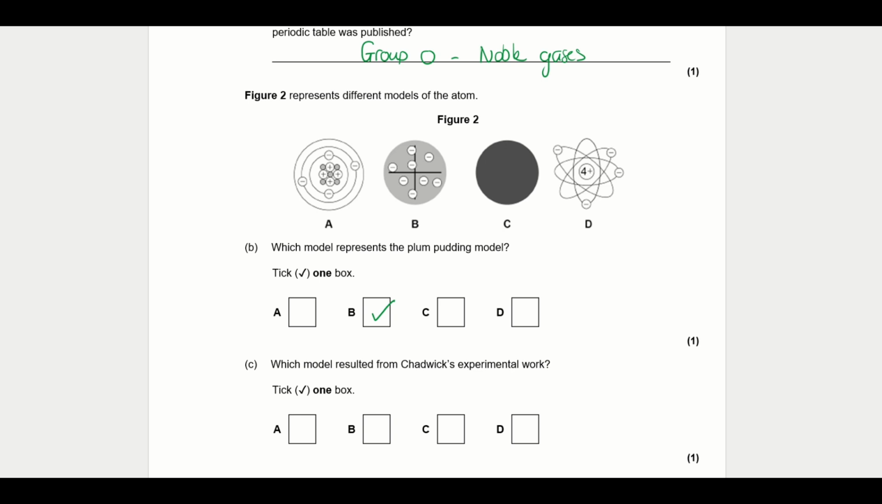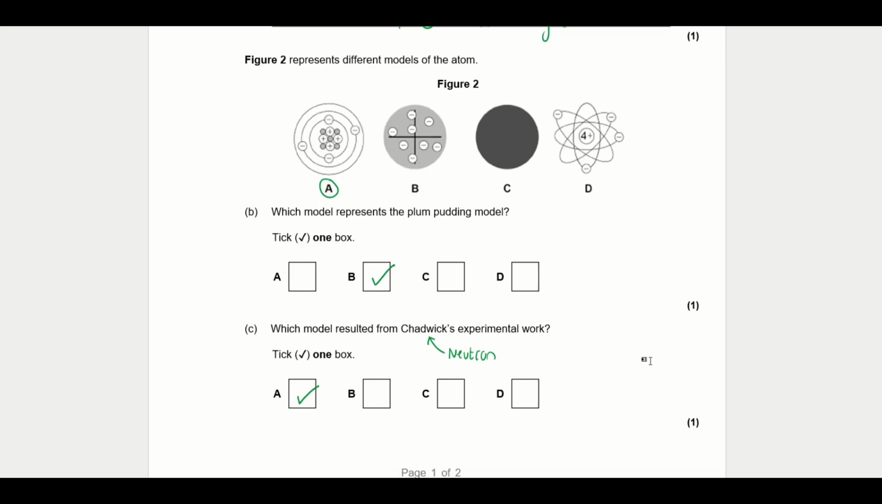Now just be aware that James Chadwick discovered the neutron. Okay, so that was the last subatomic particle to be discovered. So any models above that contain neutrons would be the Chadwick model. It's going to have to be A, because if you look in the nucleus, you've got protons, positive, and then you've got those neutrons, neutral. So A is the answer to the Chadwick experimental work.